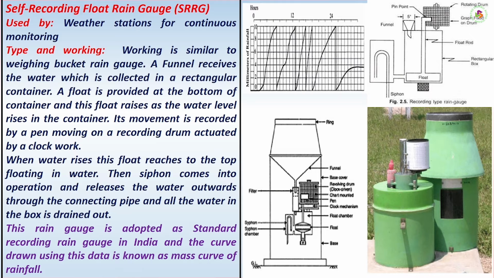What is the principle of that? Simple principle. Here you see again there is a funnel. Everything has a dimension, so please note the dimensions also. There is a rectangular box, and at the top of it we have kept the funnel. Through the funnel the rainfall enters into the rectangular box. There is a float here. So the moment water falls into it, this float starts moving.